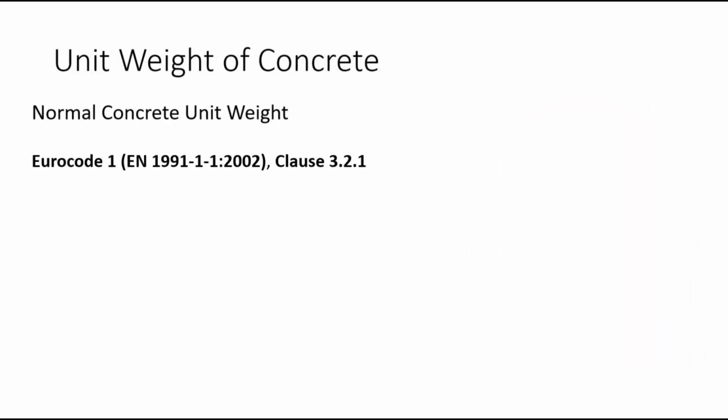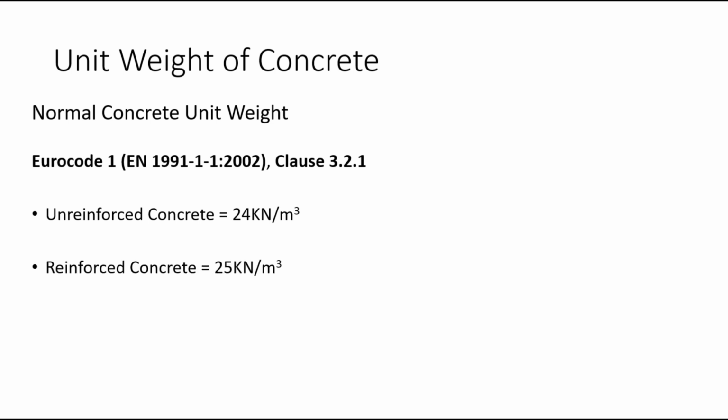Unit weight of concrete. According to Eurocode 1, clause 3.2.1, for unreinforced concrete, the unit weight is 24 kilonewtons per meter cubed, and for reinforced concrete, the unit weight is 25 kilonewtons per meter cubed.